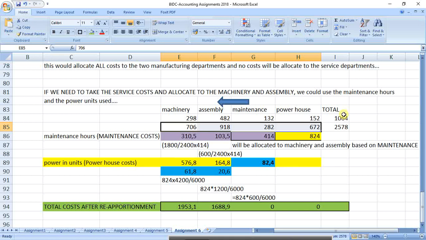Okay, the only reason why I added a total is because I was allocating costs from the service department over to another department. That was what I was doing. Right, I took the powerhouse, I took the maintenance, and I allocated that to the assembly and machinery.